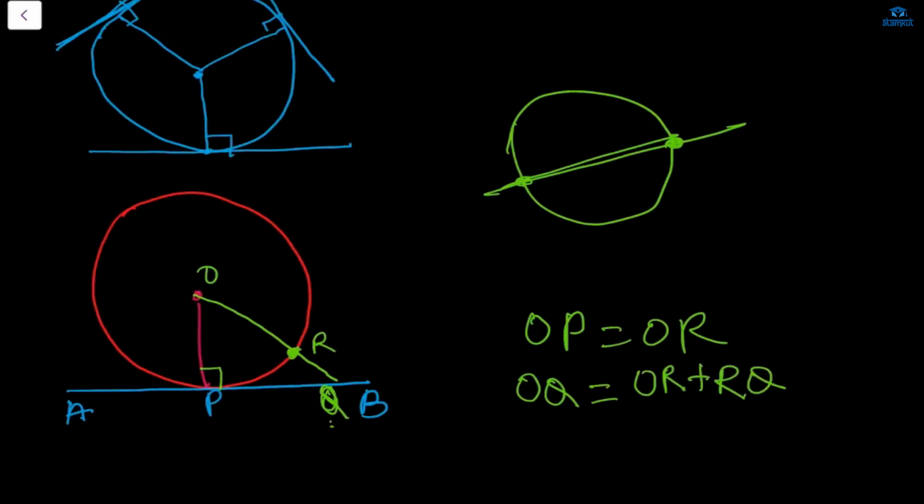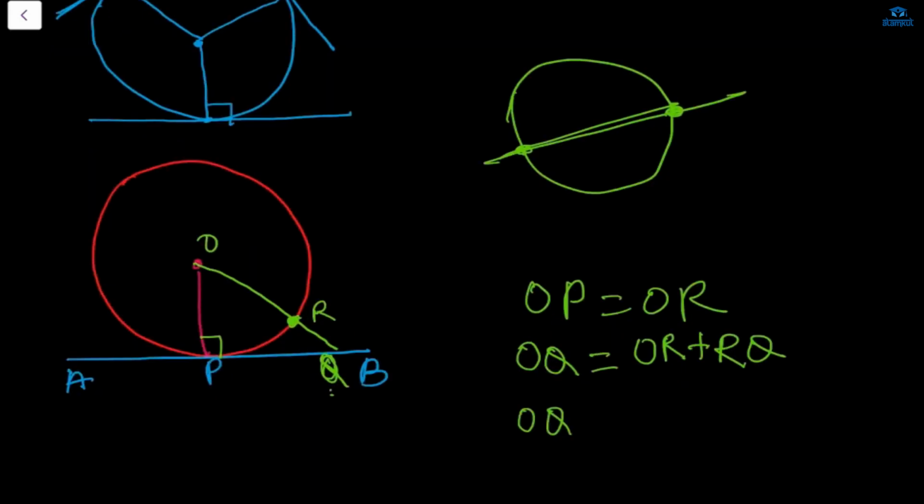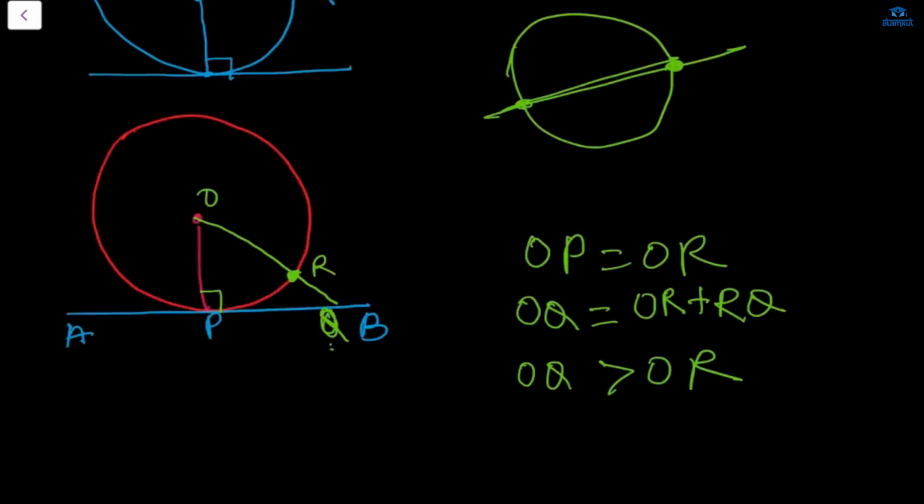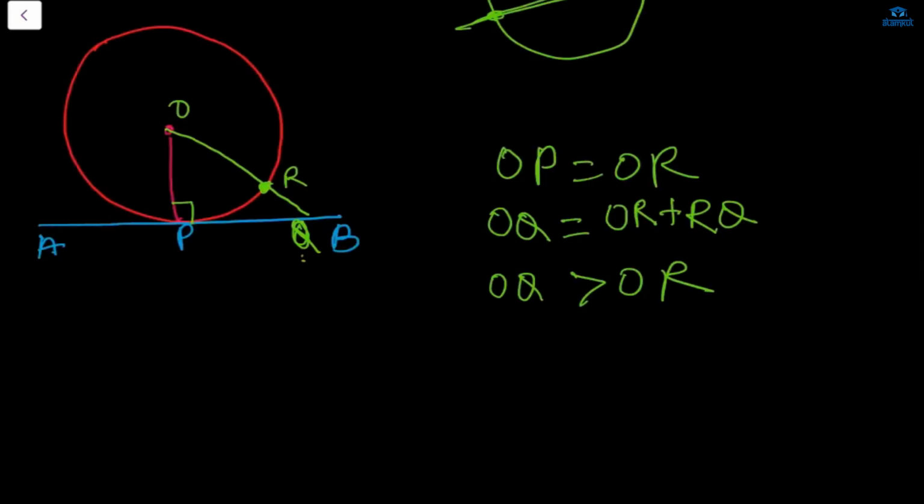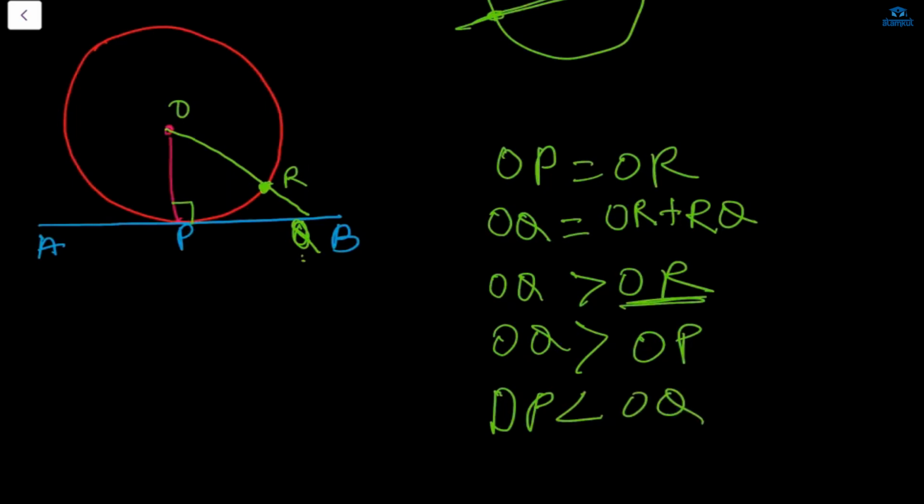That means OQ is greater than OR, because we are adding something to OR to get OQ. And OP is also a radius, so OQ is greater than OR, and OR equals OP. So instead of OR, we can write OP. So OQ is greater than OP. Or the other way round, OP is less than OQ. So that means OP is the shortest distance.